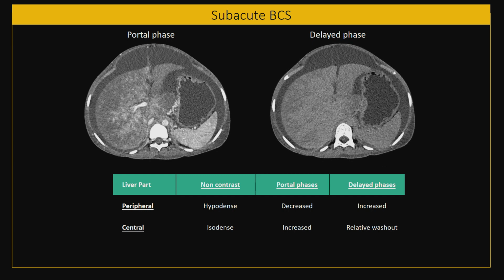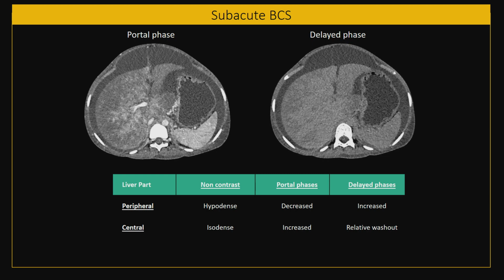A lot of times the patient presents in the subacute phase. So here, what do we see in the imaging? Because the central part of the liver is supplied by the portal vein, in the portal phase the peripheral density will be decreased, enhancement will be less, and the central enhancement will be more, because inflow is maintained, only the outflow is obstructed, right?